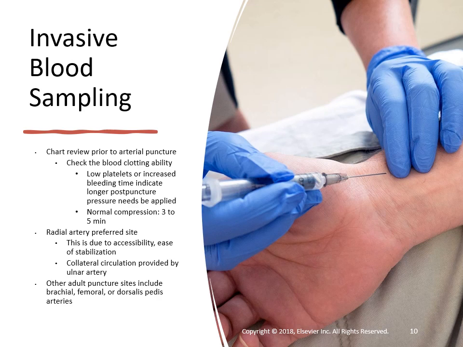Co-oximetry is needed to detect the presence of carboxyhemoglobin or other abnormal hemoglobins and actual saturation. An arterial blood gas sample may be obtained from the radial, brachial, dorsalis pedis, or femoral arteries. The radial artery is preferred because it is readily accessible, easy to stabilize, and seldom results in serious complications because there is collateral circulation provided by the ulnar artery.